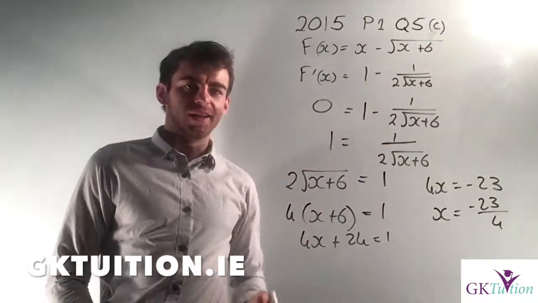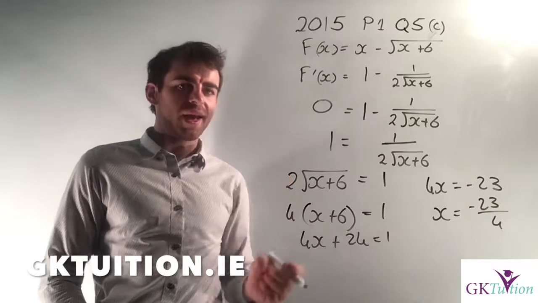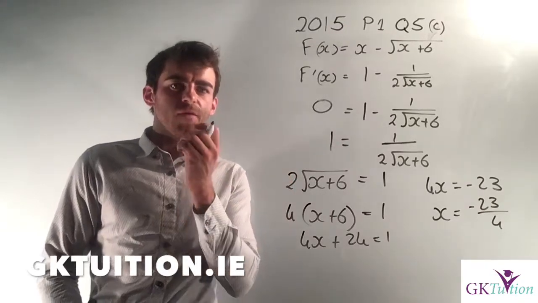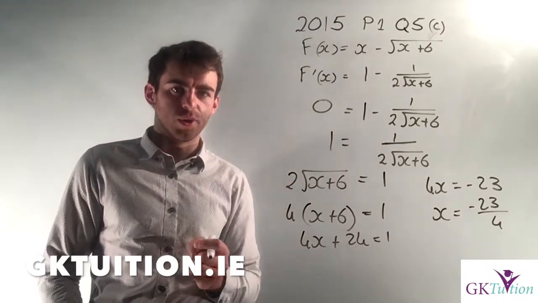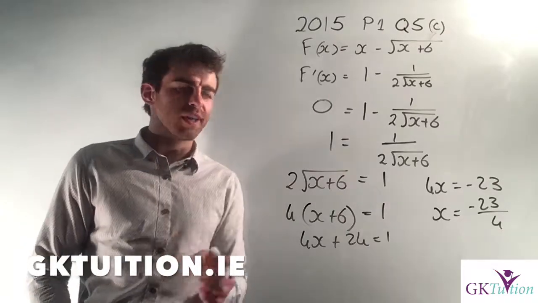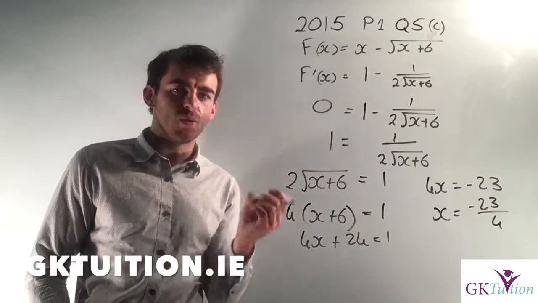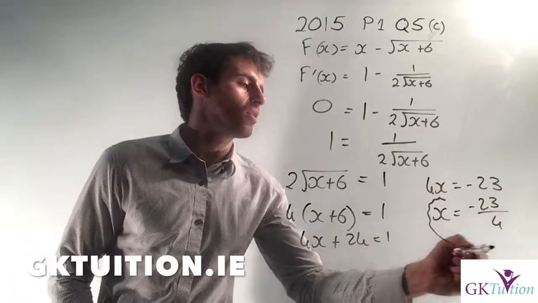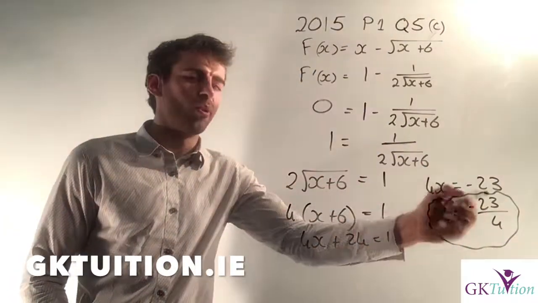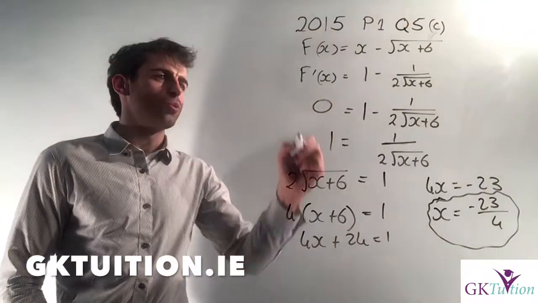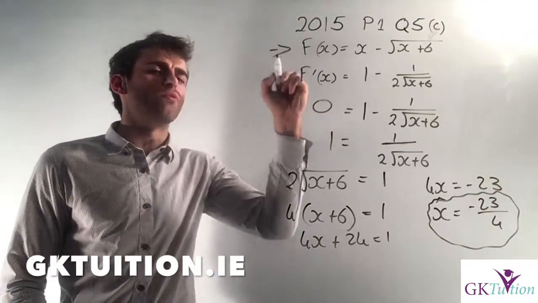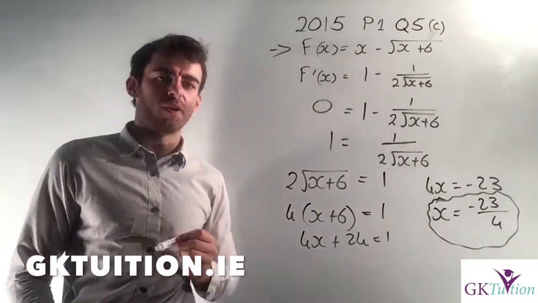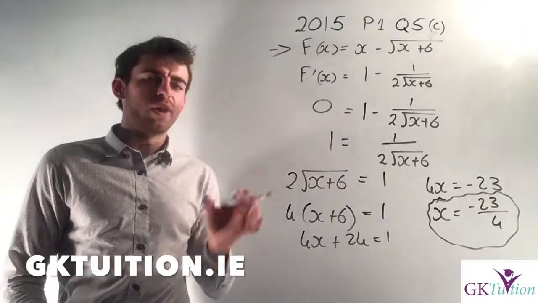So now that's my x value. But make sure you go back and realize the question said find the coordinates of the turning point. To write down a coordinate, we need an x value and we need a y value. So now that I know x, I need to find the corresponding y value when x is minus 23 over 4. So I need to sub in my x value into my original function and find the corresponding y value. So let's work our way through that now.